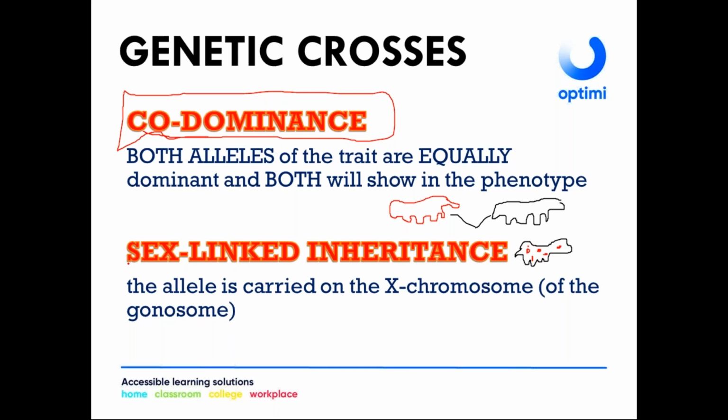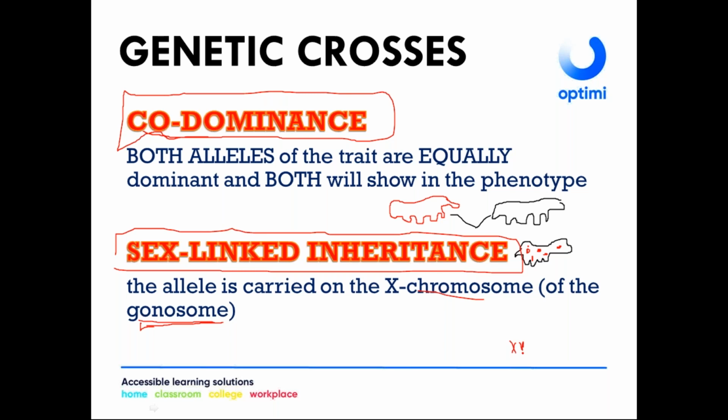Okay. Lastly, let's look at another term that we're going to find a lot in genetics. It's called sex-linked inheritance. This simply means the allele is carried on the X chromosome, on that very last chromosome pair in the karyotype. Sex-linked inheritance means this allele is carried on this chromosome that is found in the very last chromosome pair in your karyotype.